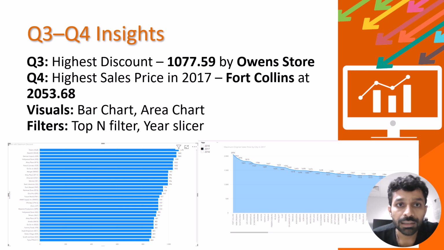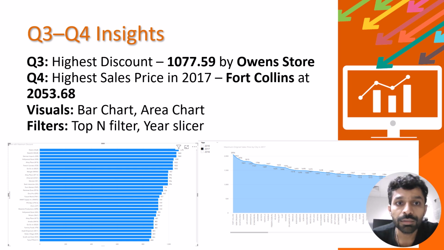For question 3, our goal was to find the store with the highest single discount. We used a column chart and added store and discount, and instead of summarizing the discount, we selected maximum to find the top value. We also applied a top N filter to only display the top one store with the highest discount.